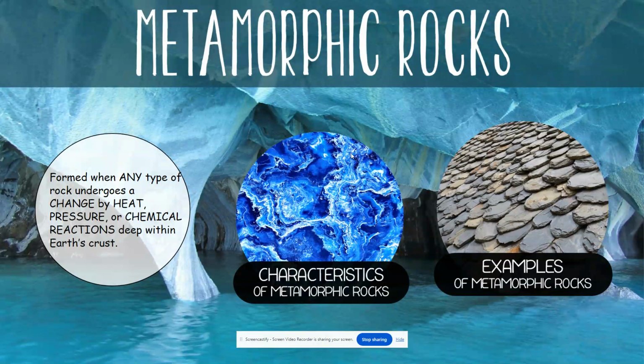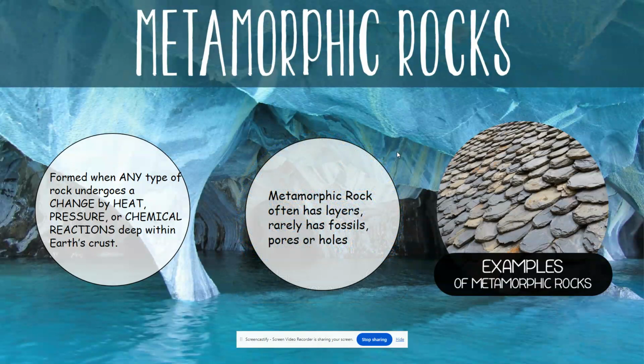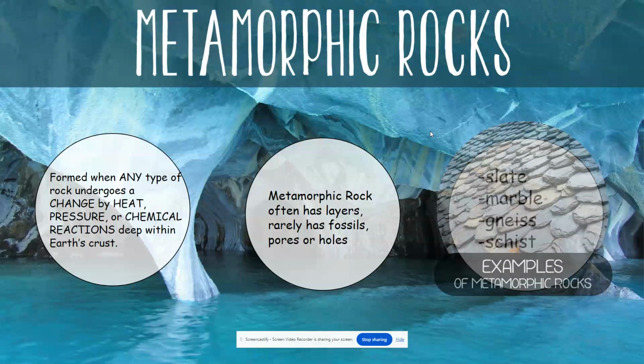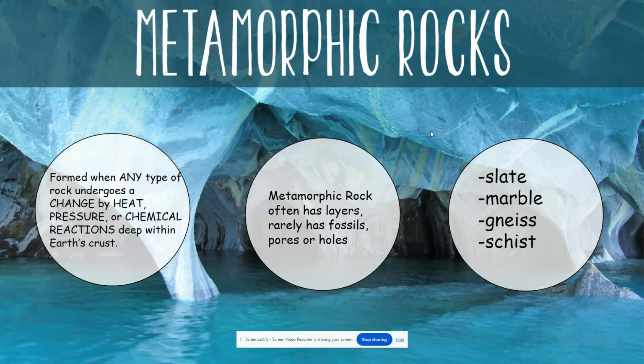At the very bottom of your notes, you'll notice the characteristics of metamorphic rocks. So they often have layers, which we'll see in a minute, but they're rarely going to have fossils, pores, or holes. So we're not going to see those in metamorphic rocks as much. And the examples that we're going to notice throughout this presentation are going to include slate, marble, what we call gneiss, and schist.